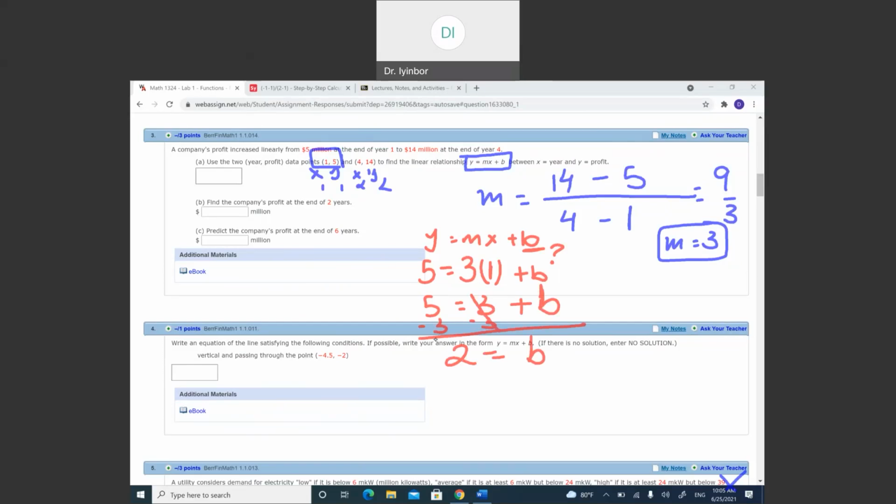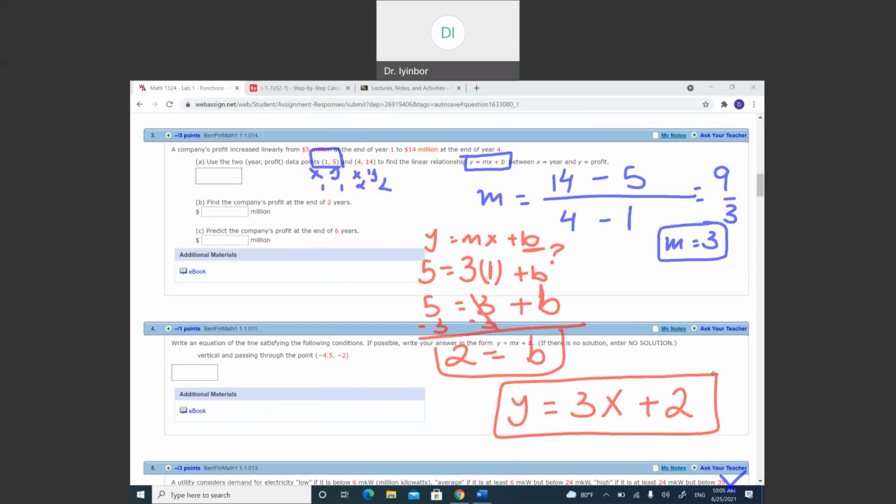So I have b is 2, m is 3, so my equation is going to be y equals m, which is 3x, plus 2. So this is what I need to answer in my answer box. This is my final answer for the equation, so that's what I'm going to put here. y equals 3x plus 2.